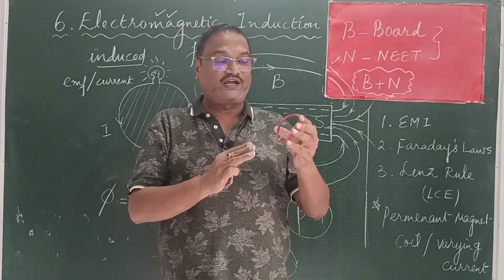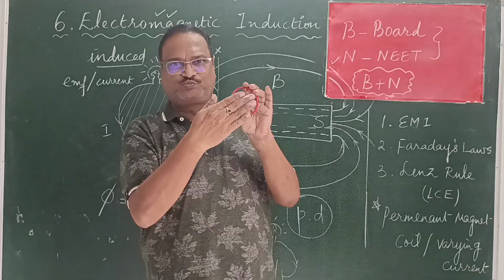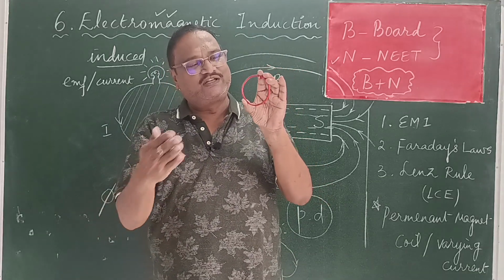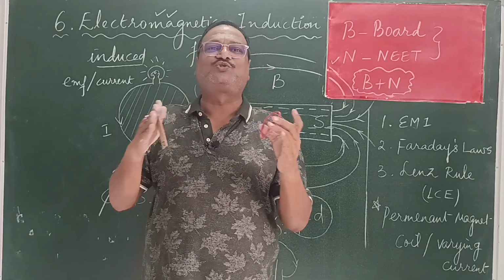You will find that this particular side of the loop will become north pole or maybe south pole. When this becomes north pole, the other part will become south pole.